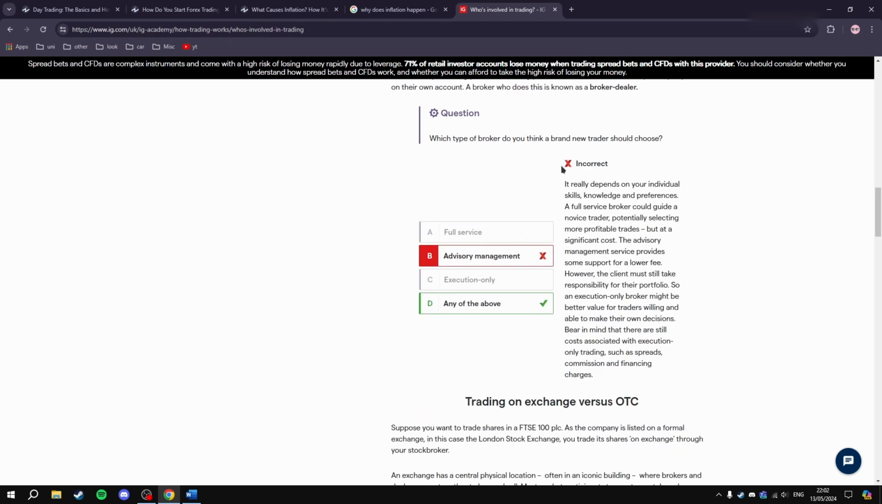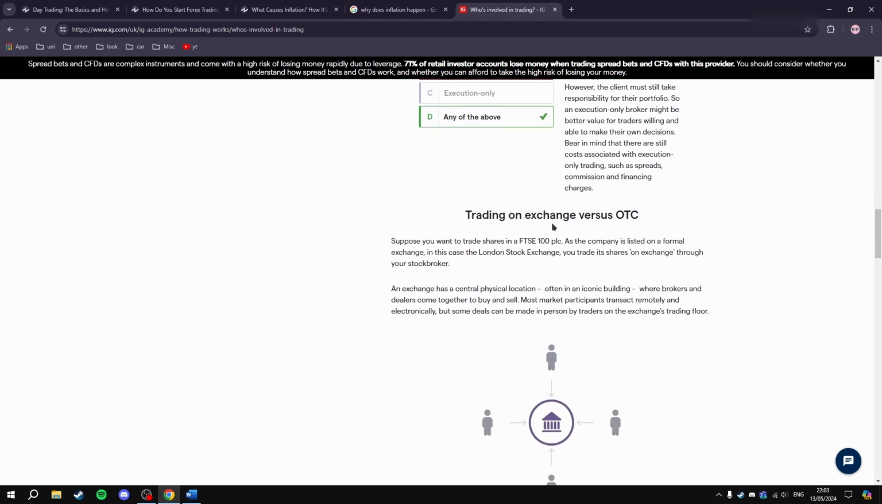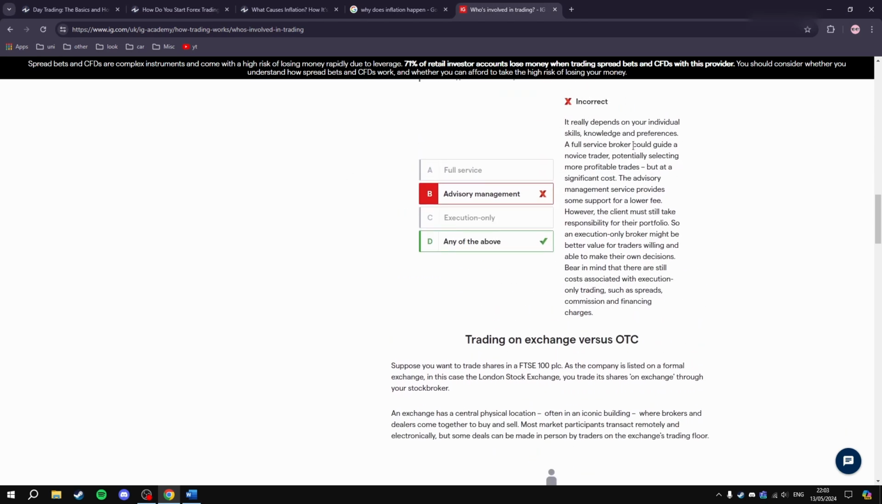Never mind. It really depends on your individual skills, knowledge and preferences. A full service broker could guide a novice trader, potentially selecting more profitable trades, but at a significant cost. The advisory management services provide some support for a lower fee. However, the client must still take the responsibility for their portfolio. So an execution-only broker might be a better value for traders willing to make their own decisions. Bear in mind that there are still costs associated with execution-only trading, such as spreads, commission and financing charges. So any of the above is fine, depending on your individual skills, knowledge and preferences.